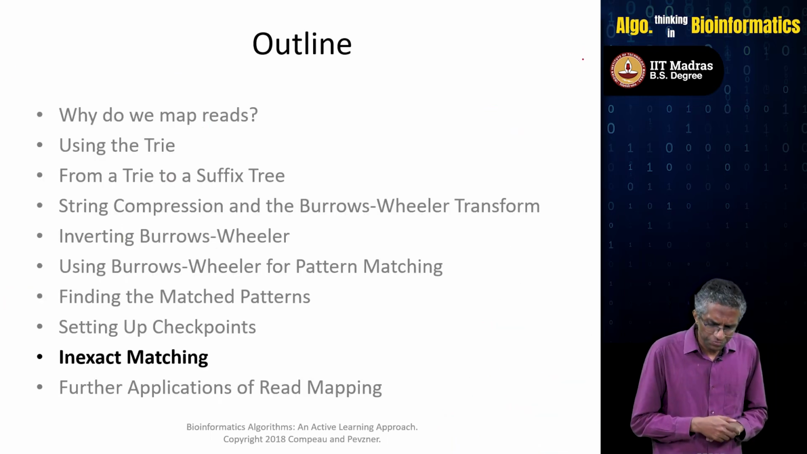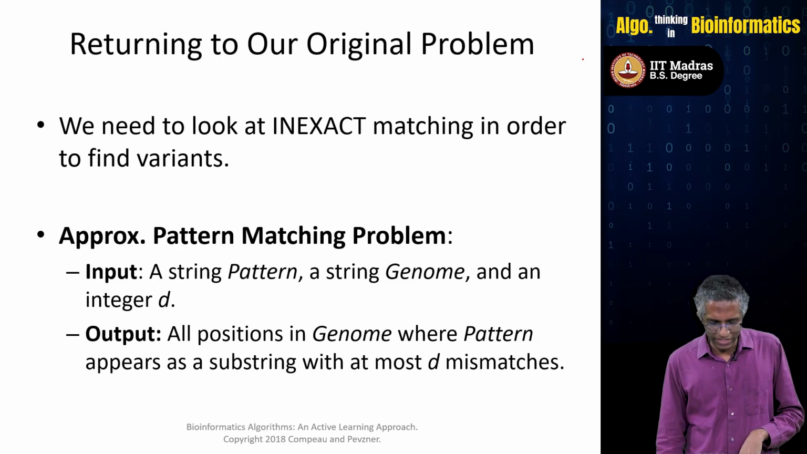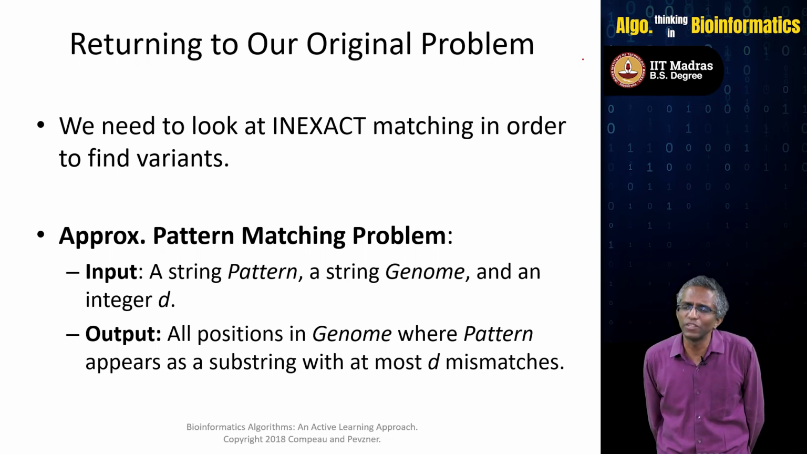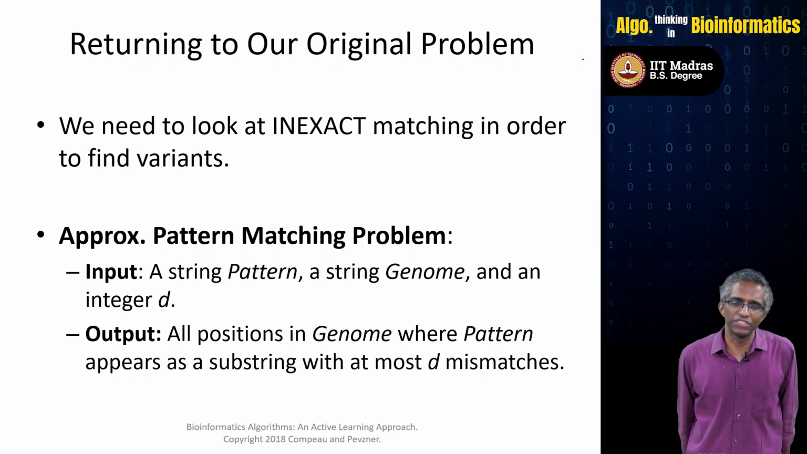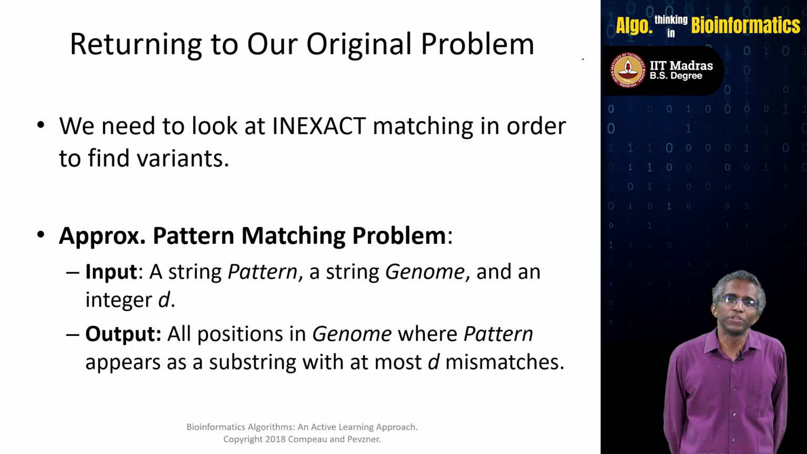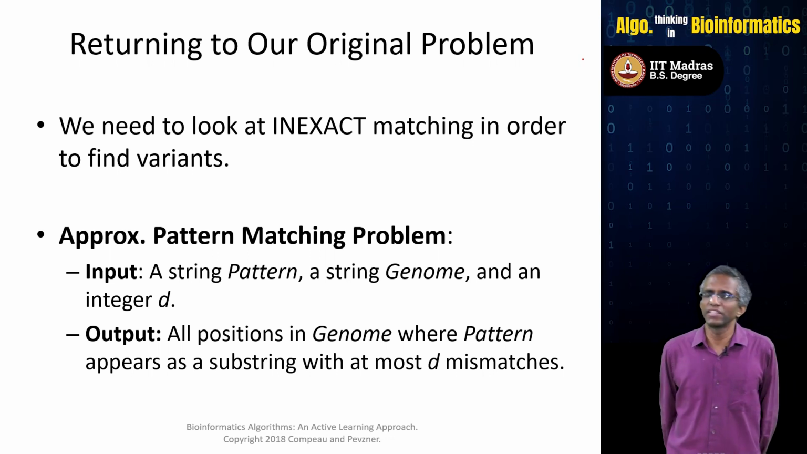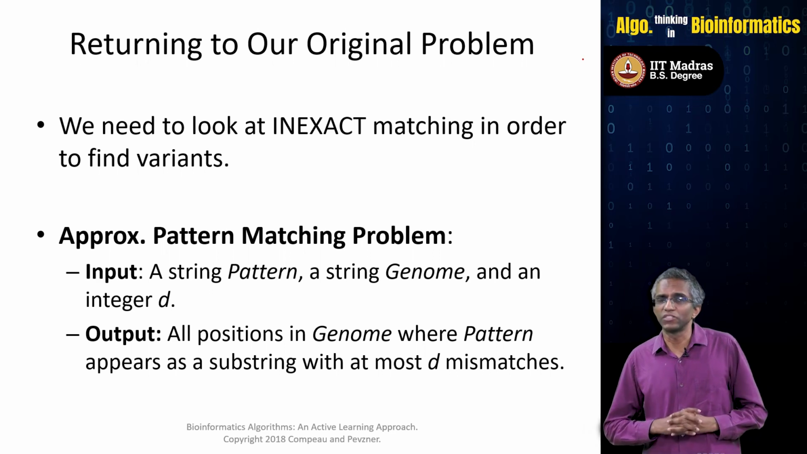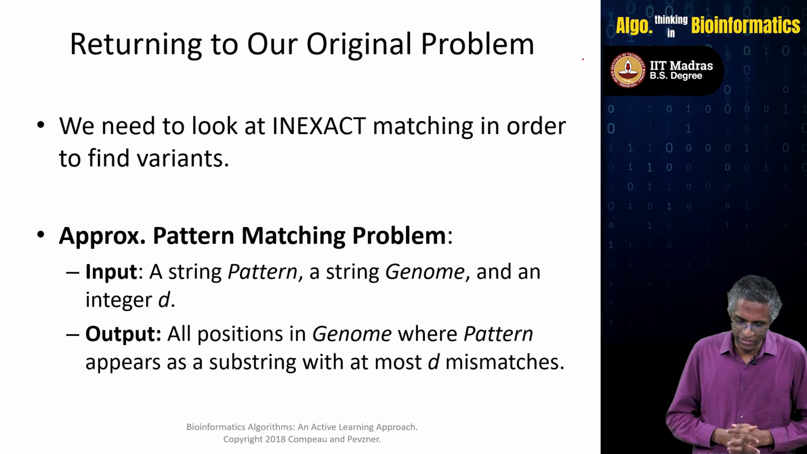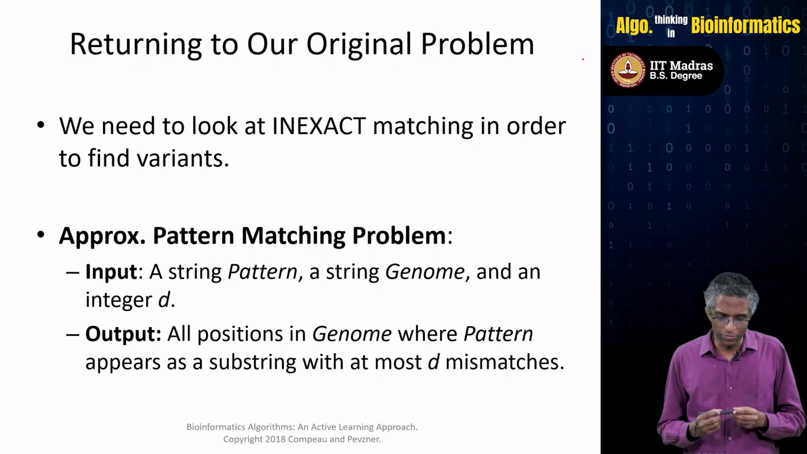Okay. The final thing we are going to look at is inexact matching. Okay, so the inexact matching is we return to our original problem. That is really what we need, right? If you have disease causing mutations, then you're not going to get an exact match to your genome. You're only going to get an inexact match to the genome. But fortunately for us, inexact matching can be reduced to exact matching of a smaller string. Okay, what do I mean by that? Let's just show that by first formulating the problem.